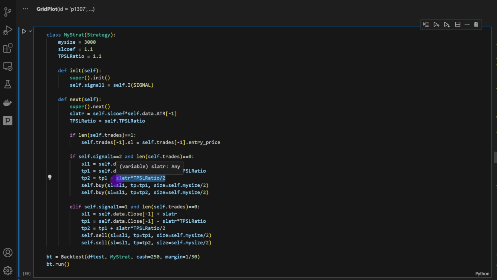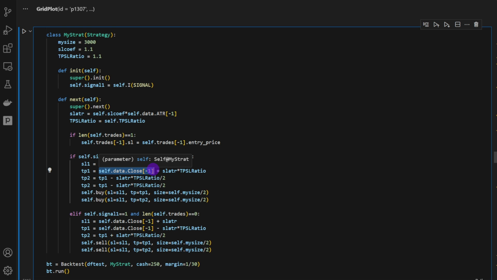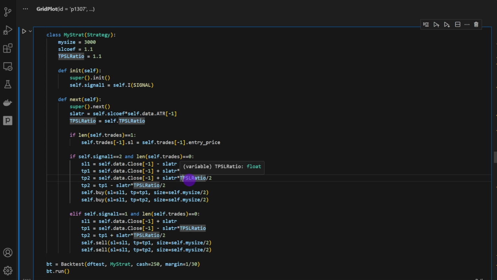So minus the take profit stop loss ratio divided by 2. And because this one here, the take profit 1, is equal to self.data.close plus stop loss ATR times take profit stop loss ratio, we could write it in a different way as well. So the take profit 2 could also be the closing price of the current candle plus stop loss ATR coefficient ratio times the take profit stop loss ratio divided by 2. So this way we're adding half of the distance.